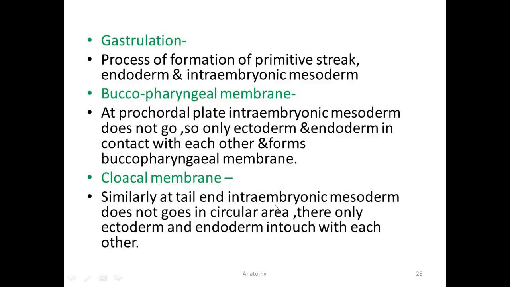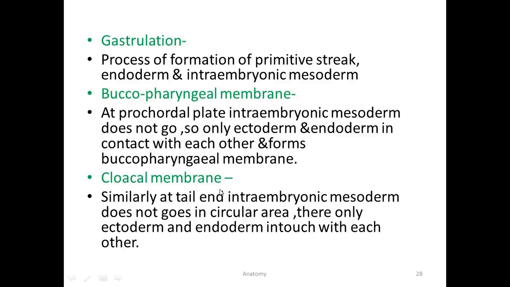Similarly, at the tail end, the intraembryonic mesoderm does not go into the circular area. There only ectoderm and endoderm remain in touch with each other, so mesoderm doesn't enter in between them, the same way as at the head end. Toward the tail end, we get the cloacal membrane. So this membrane also gets ruptured, right?